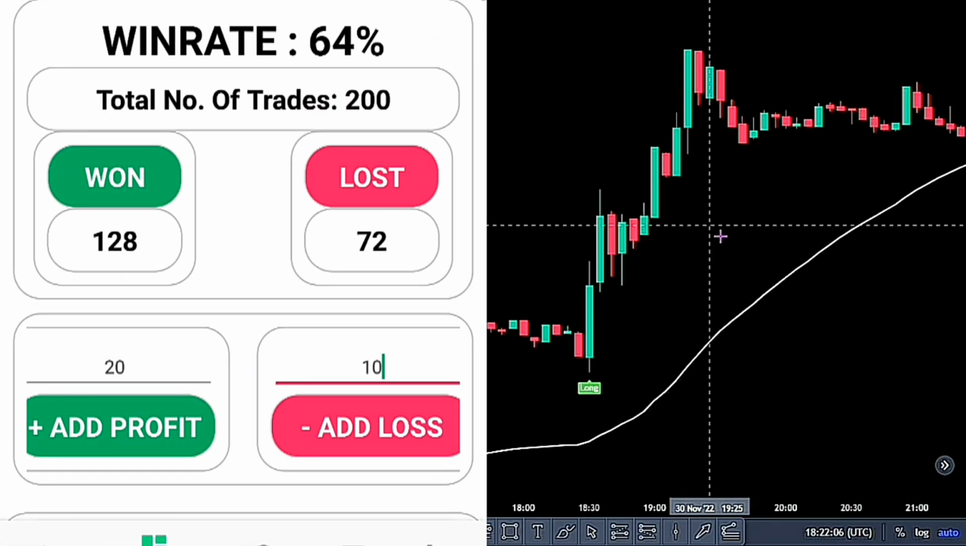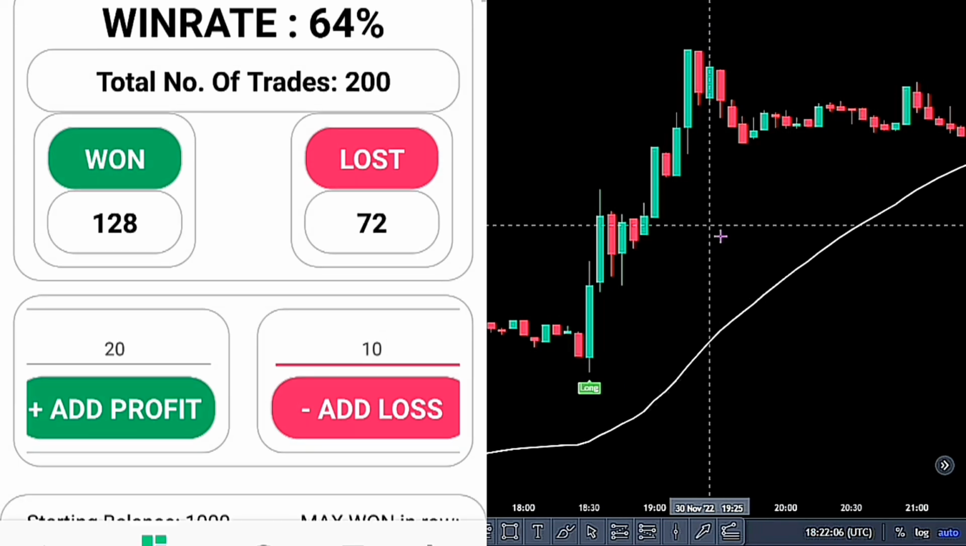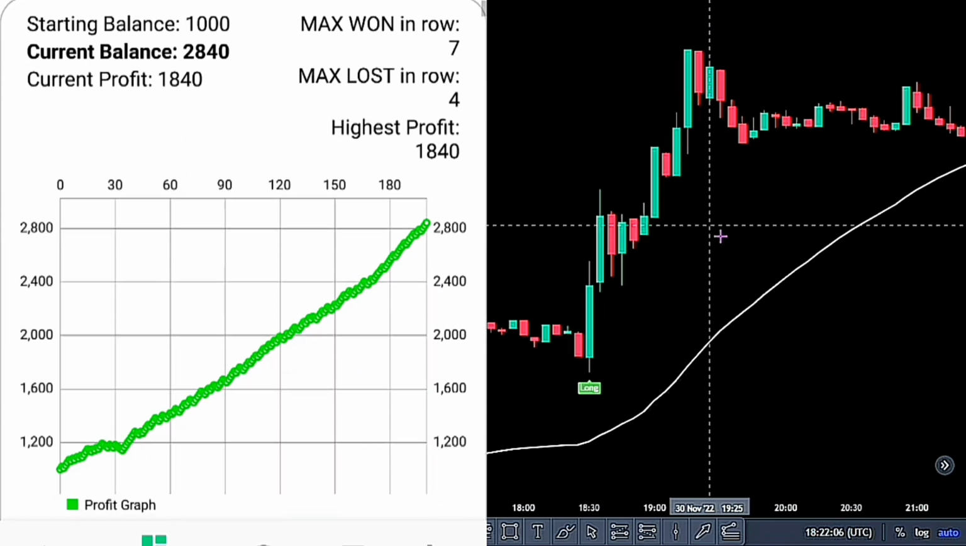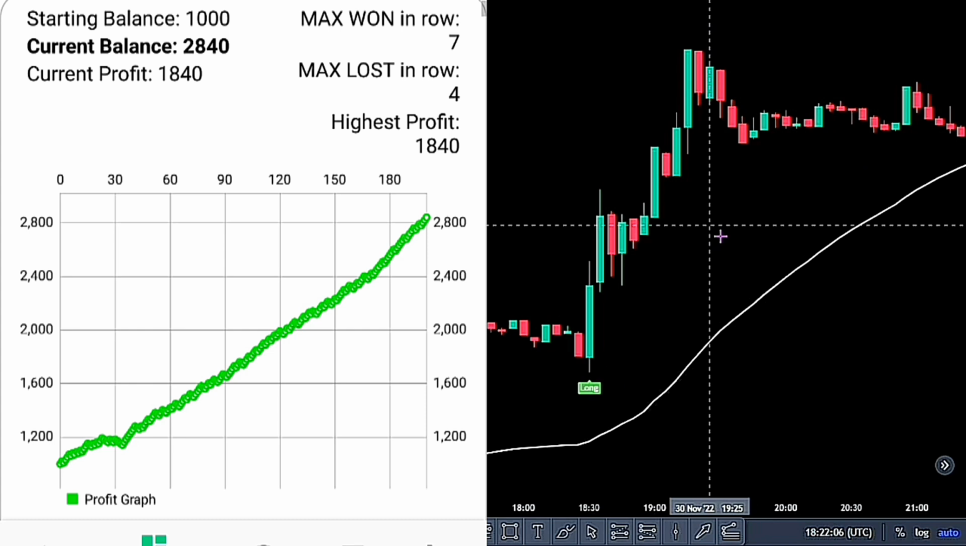Okay guys, so we just finished the backtesting for this strategy, and we can see the results are absolutely great. 1:2 risk to reward ratio is definitely a profitable strategy for making 64% win rate in 200 backtested trades. Having won 128 and lost 72 trades, which made us 184% return on investment. And I found those trades set up within 2 months.